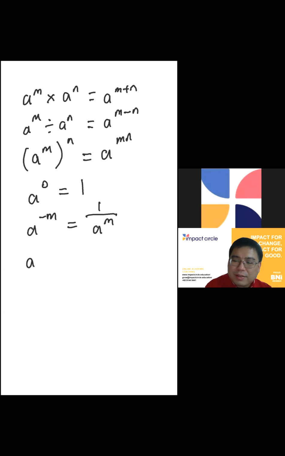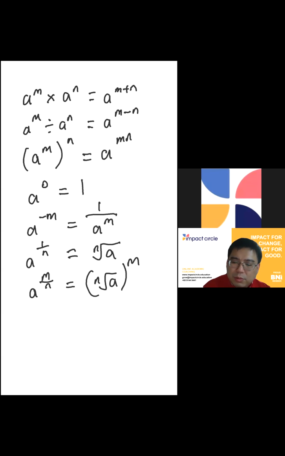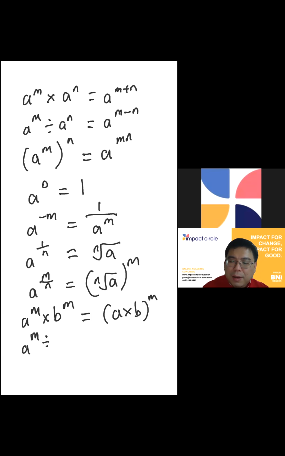Fraction powers, we have the simple one first. A to the power of 1 over n will be the nth root of a. A to the power of m over n will be the nth root of a to the power of m. And finally, our last two will be a to the power of m multiplied by b to the power of m, where the powers are the same. This will be equal to a times b all to the power of m. And finally, in a similar manner, a to the power of m divided by b to the power of m is equal to a divided by b all to the power of m.